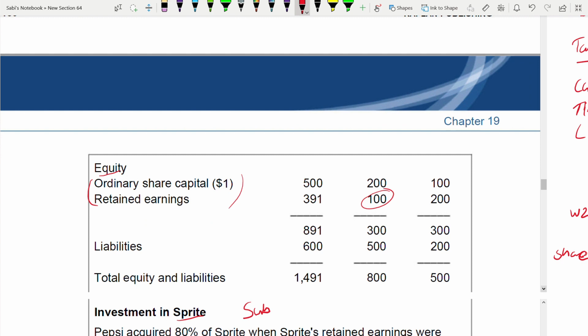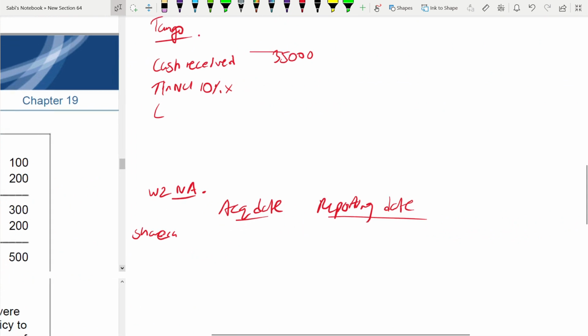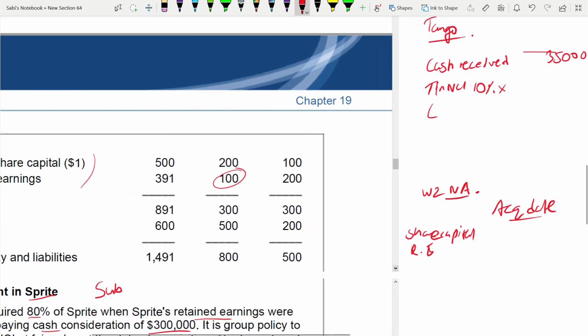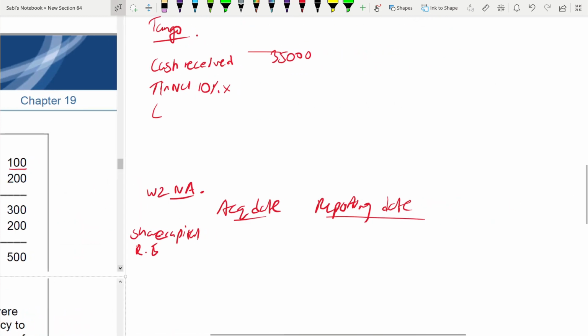So in your net asset only these two come, ordinary share and retained earnings, and there is nothing, no change in fair value or nothing like that. So just the share capital and retained earnings. Share capital remains the same. It will be 100 and 100. This is for Tango we are talking about. Acquisition date also same. Reporting date also it will be same. There is no change. Only retained earnings changes.